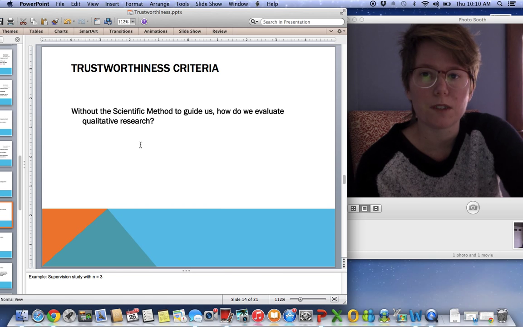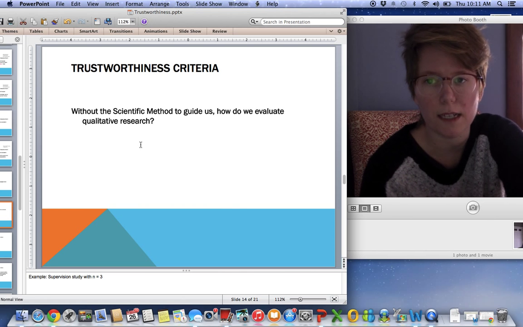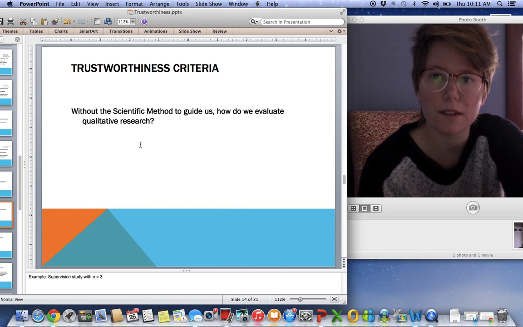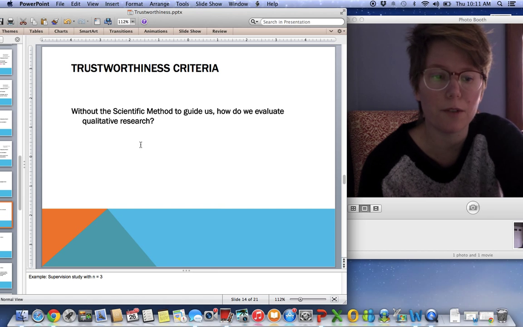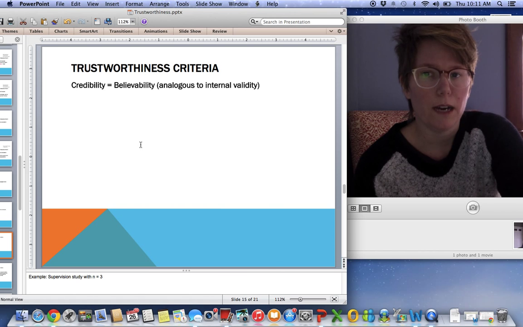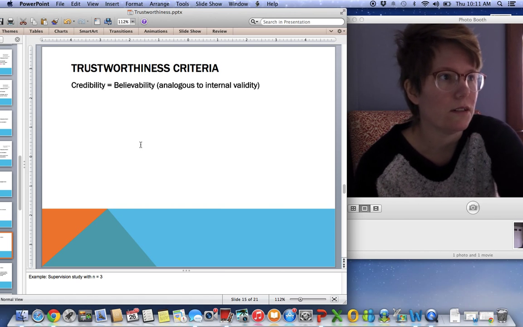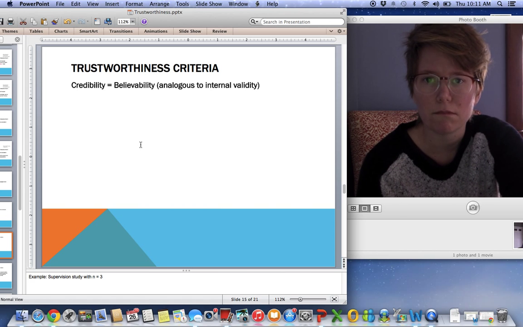Okay, trustworthiness criteria. So if we're not quantitative researchers, if we're not using the scientific method, how can we evaluate our research? How can we evaluate the research that we read? So I'm going to take you through some of the concepts. Credibility. How believable is this research? Just on a gut level, you read an article, do you buy it? Does it seem believable? This is analogous to internal validity.